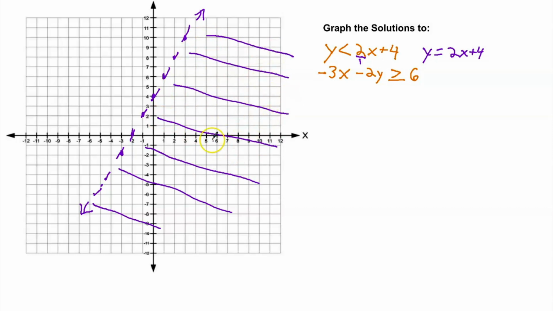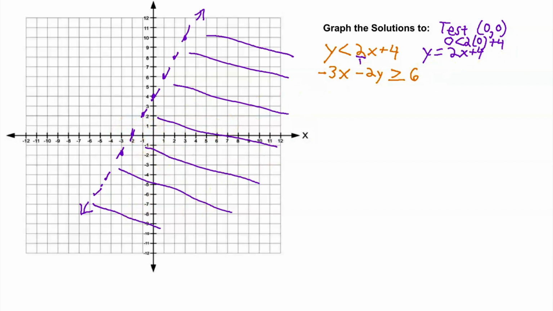Now, you can also use a test point, and you could test 0, 0 and see how that works. If I plug in 0 for y, we want to know: is 0 less than 2 times 0 plus 4? Well, that means 0 is less than 0 plus 4. Is 0 less than 4? Why, yes it is. So 0, 0 should be in the shaded region.